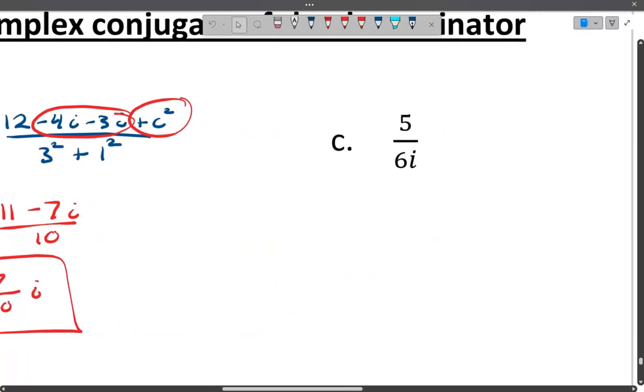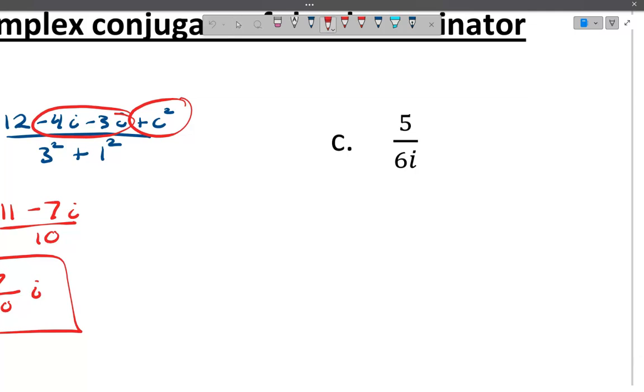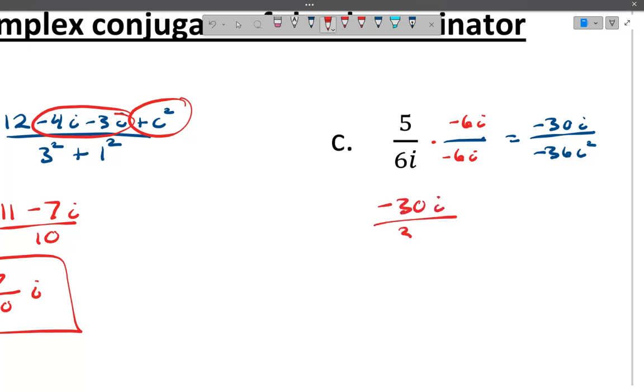Last but not least, we've got 5 over 6i. So the conjugate, the complex conjugate, this is going to be negative 6i. And I'm going to show you a little shortcut after that, but just so that we can follow the same process we had before. So we multiply our numerator, we get negative 30i over negative 36i squared. i squared, of course, equals negative 1, so we have negative 30i over a positive 36. We can reduce this fraction to negative 5 over 6, and then we put the i out front, or at the end.